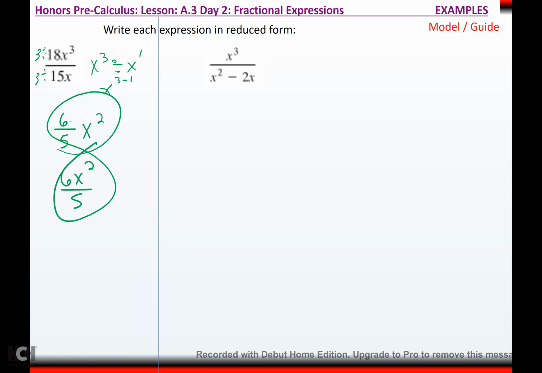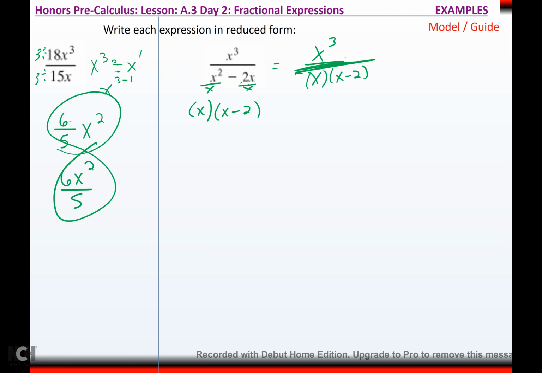Anytime you have more than a monomial, there's a chance that you can factor. Obviously, I can't do anything on top. It's a mono. But on bottom, 2 terms, there's a GCF. I can pull an x out. If I divide by x, that's going to leave x minus 2. So on top, I have an x cubed, and on bottom, an x and an x minus 2.